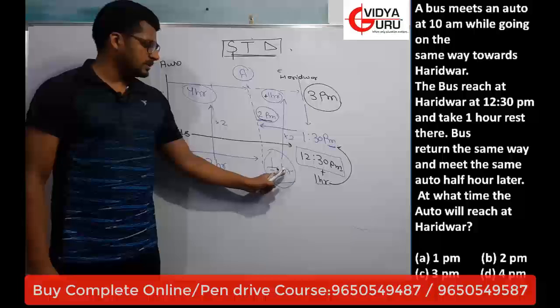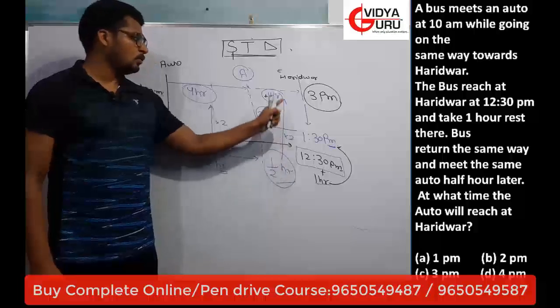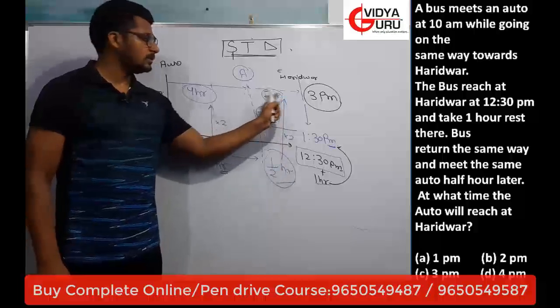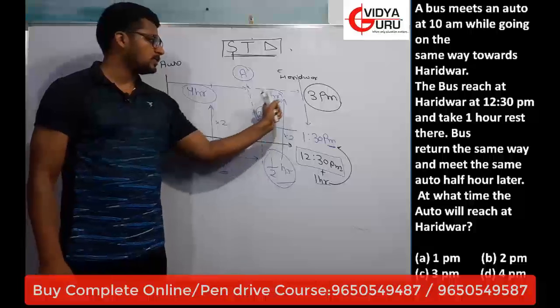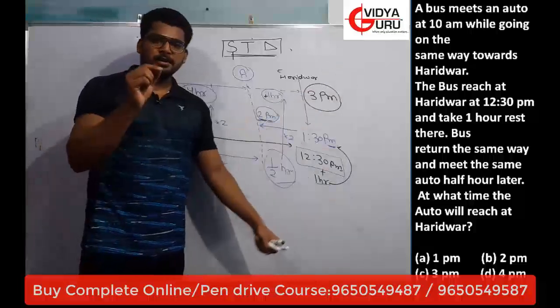This. The distance covered by bus in half hour will be 2 times. That means in 1 hour auto will cover this distance. Time here is 2 p.m. plus 1 hour will be 3 p.m.